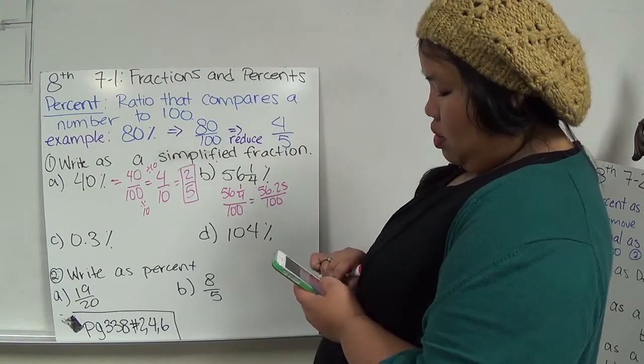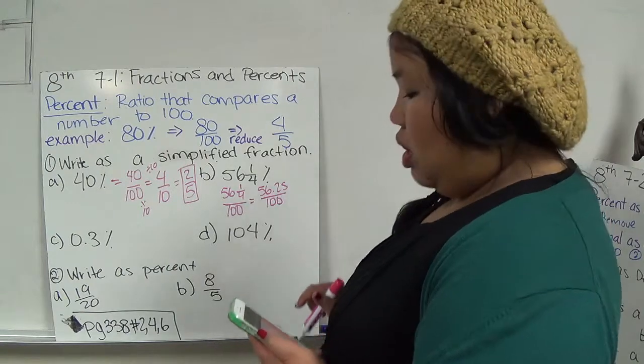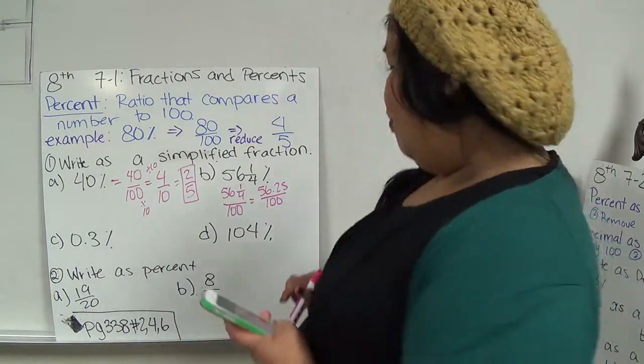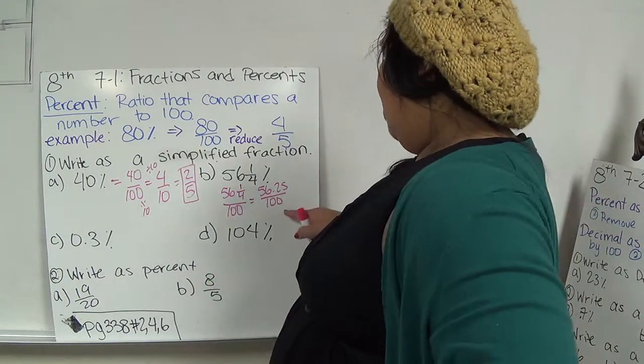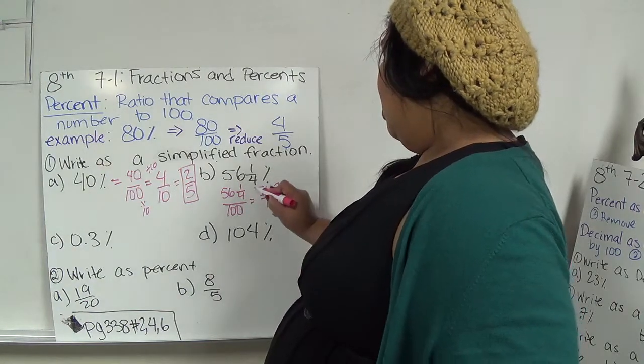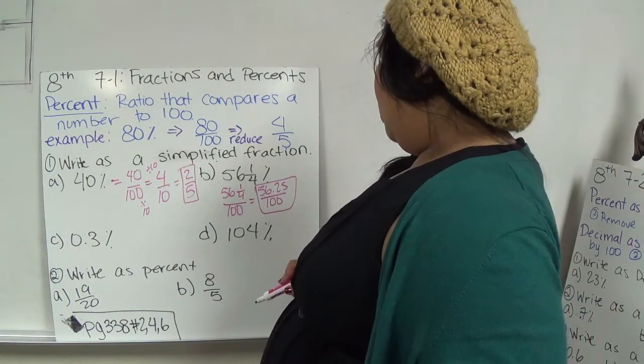56.25. This gives me 0.5625. Oh, sorry, what am I doing? They wanted to leave it as a fraction. So we'll just leave it as a fraction.